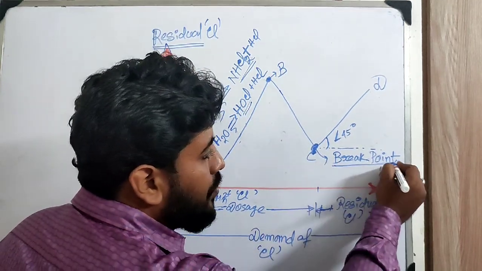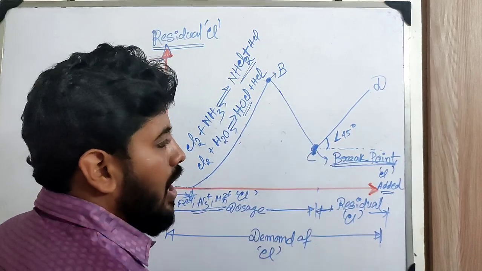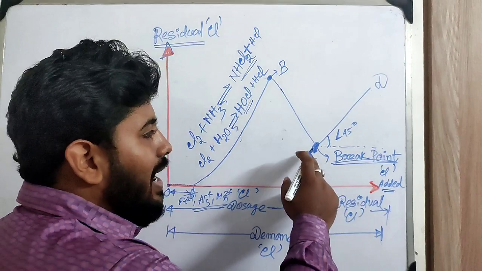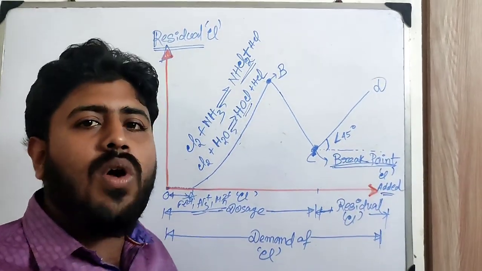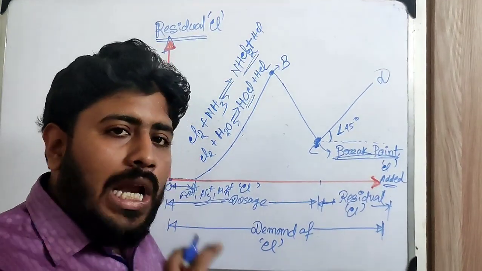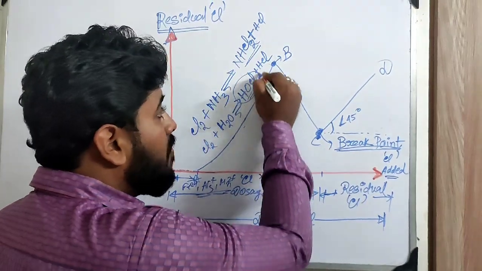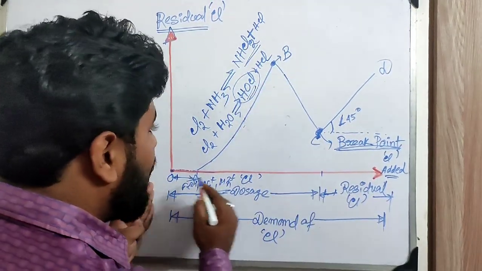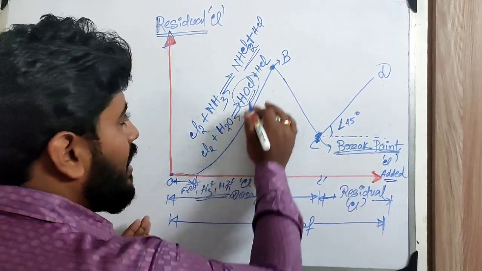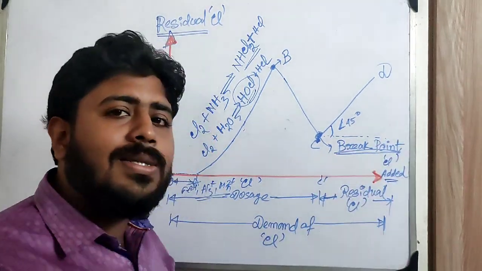This is a very crucial point. This point is known as the breakpoint. What is the significance of the breakpoint? Breakpoint means that after this zone, chlorine is not reactive. That means after the breakpoint, chlorine further doesn't react with water and doesn't form HOCl. You can see that in this zone from O to C dash, chlorine is reactive, but after the breakpoint, or beyond the breakpoint, chlorine is not reactive.